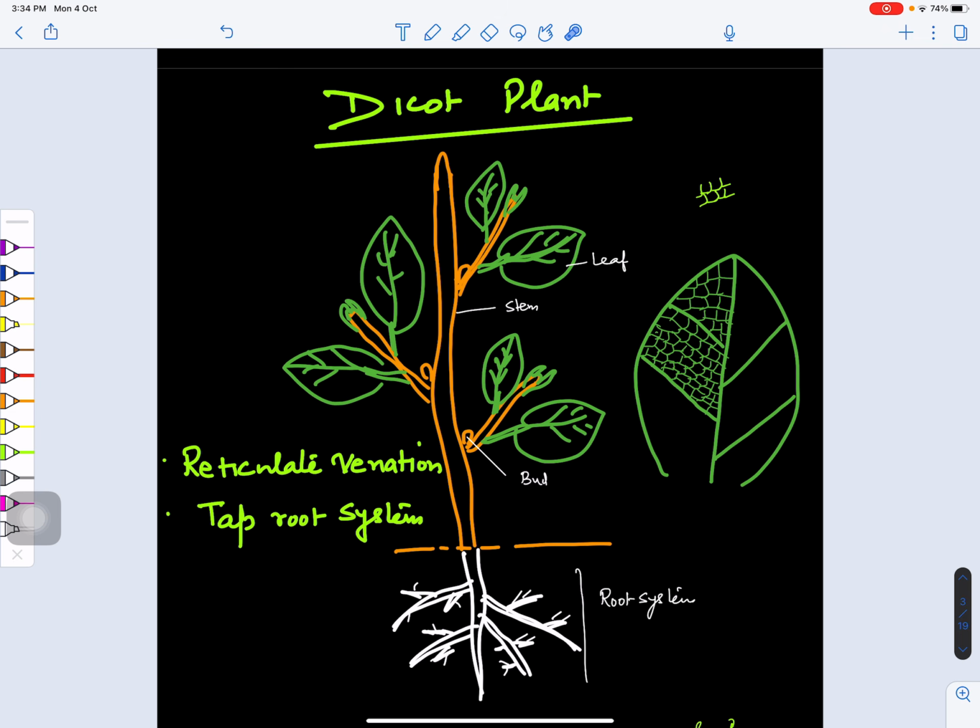The second characteristic feature is the presence of a taproot system, right? This is not a fibrous root system, this is a taproot system. The taproot system is, this is the main root, these are secondary roots, these are tertiary roots, and these are root hairs. So this taproot system, the presence of reticulate venation and the presence of two cotyledons, these are the main characteristics of the dicot plant.